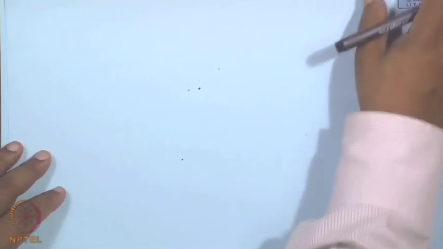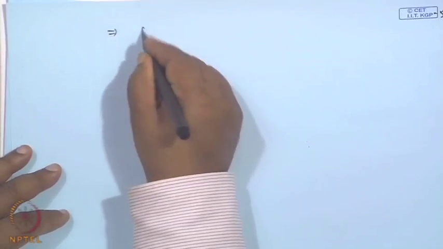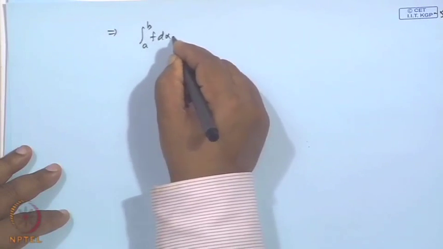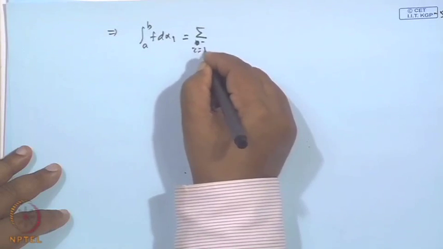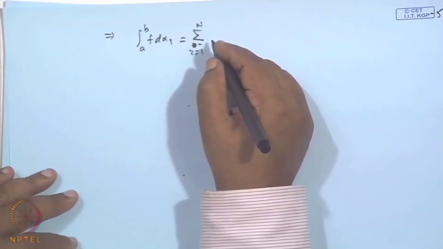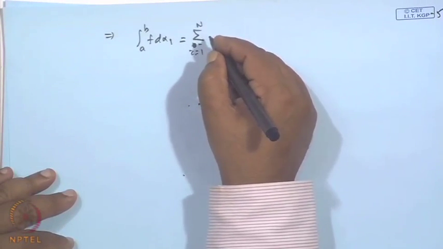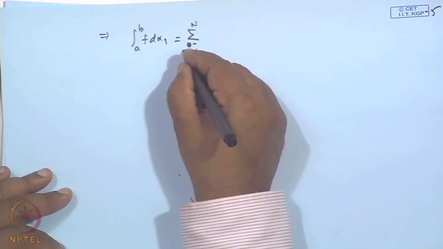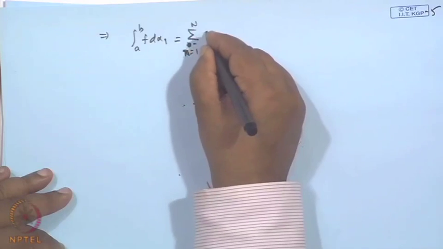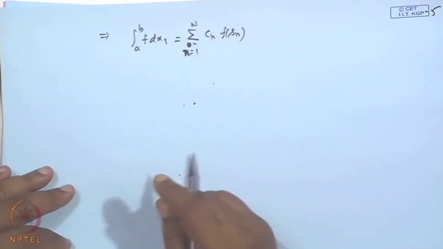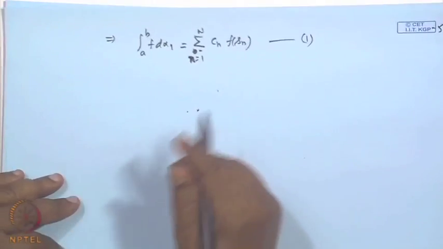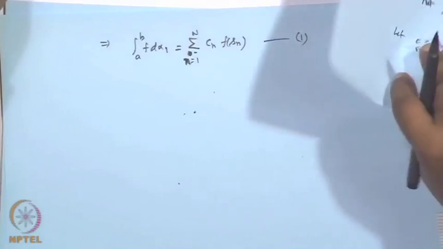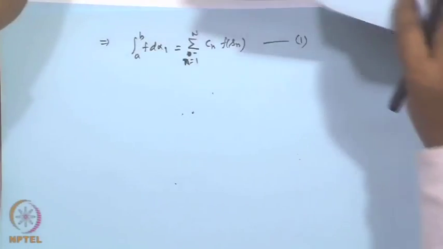So, this implies the integral from a to b of f d alpha 1 is nothing but the sum from n equal to 1 to n of C n f of S n. Okay. So, this will be alpha 1 and this is number 1, because it follows from the previous result, which we have proved earlier. The result is this, is it not, according to this.